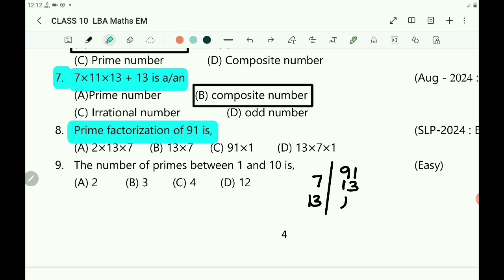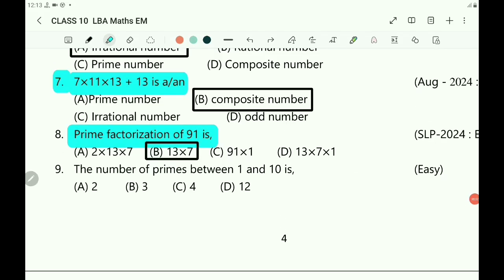So which are the options? First you identify 2 into 13 into 7, which is not the answer. 13 into 7, you are going to get 91, that is the answer. 91 into 1 is also 91 only, but it is not a prime factorization. 13 into 7 into 1 is also not a prime factorization, as there is 1 which is not a prime number and also not a composite number. Then what is the answer? Option B is the answer. So you write option B, 13 into 7 is the answer.